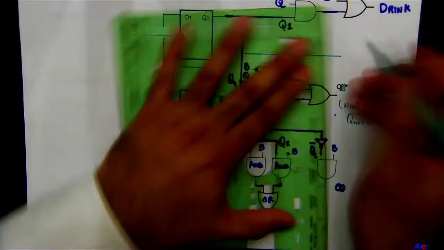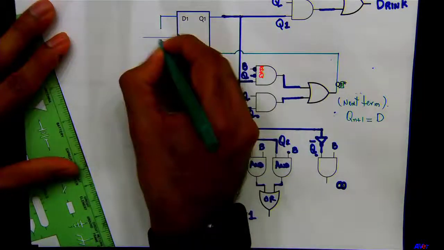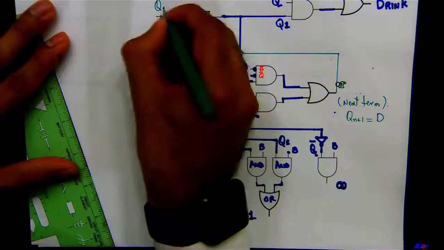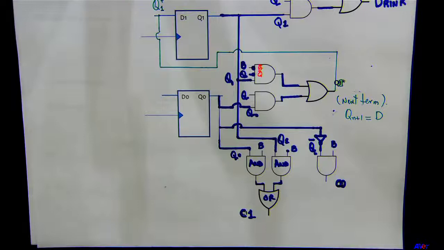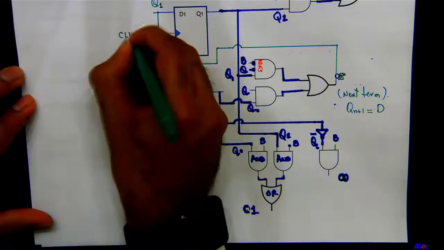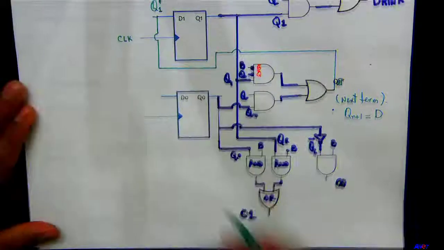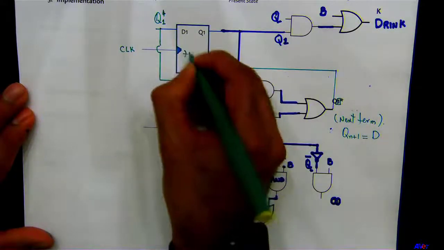Okay. So this is my Q1 asterisk, okay. All right, anything else, guys? Anything else that I'm missing here? Obviously, this is our clock right here. Is this a positive edge-triggered or negative edge-triggered clock? Yeah, so if you look at this triangle sort of thing, whenever you have something like that, this is positive edge triggered, guys. Okay.